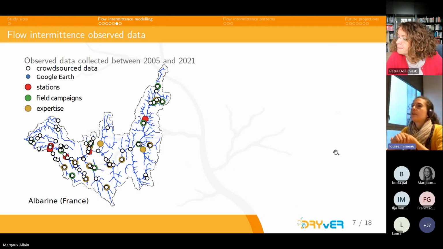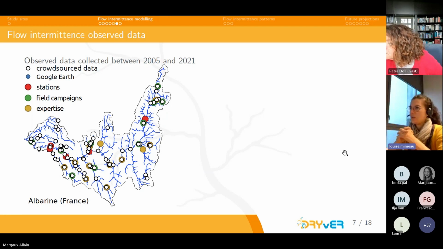So to train the random forest model, we needed some flow intermittence data, and we collected flow intermittence data between 2005 and 2021 in our study catchments. And we used different types of sources of data because we needed as much data as we could get to train the random forest model. So we used data coming from crowdsourced data, so that comes from a smartphone application such as the DRYvER application that was developed inside the DRYvER project, but also the CrowdWater application.